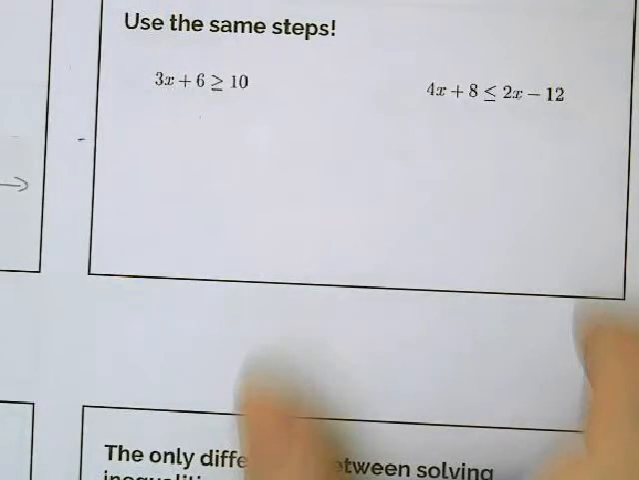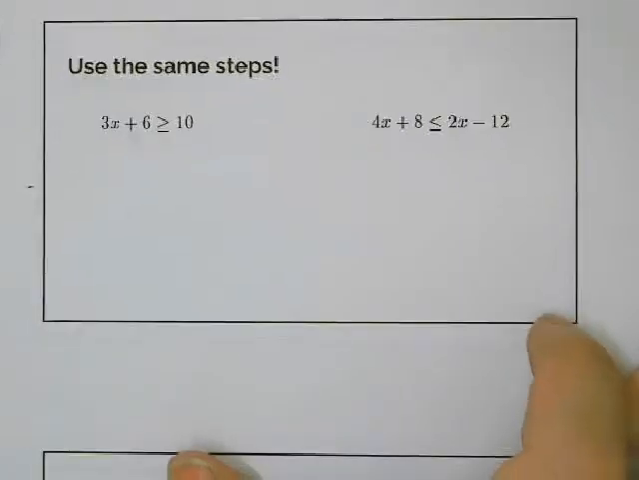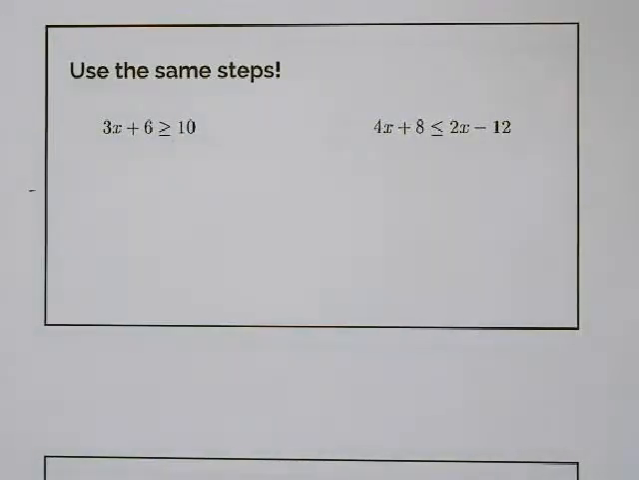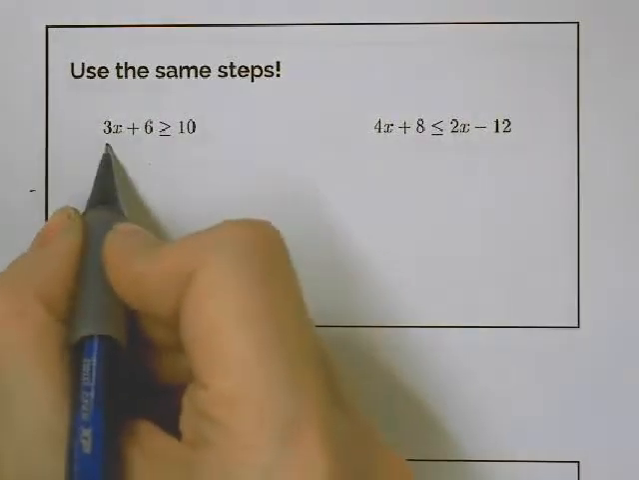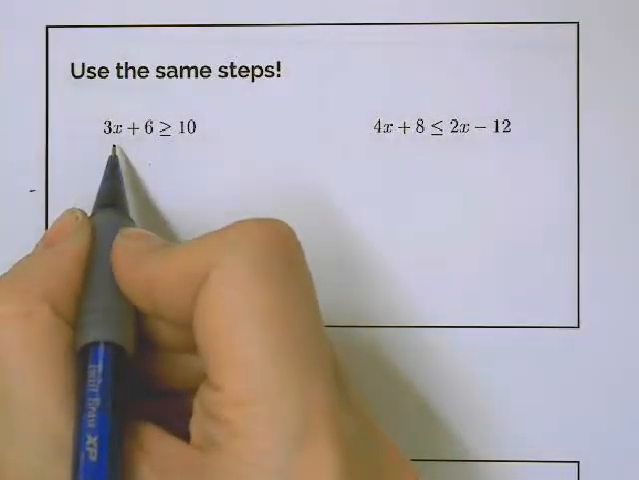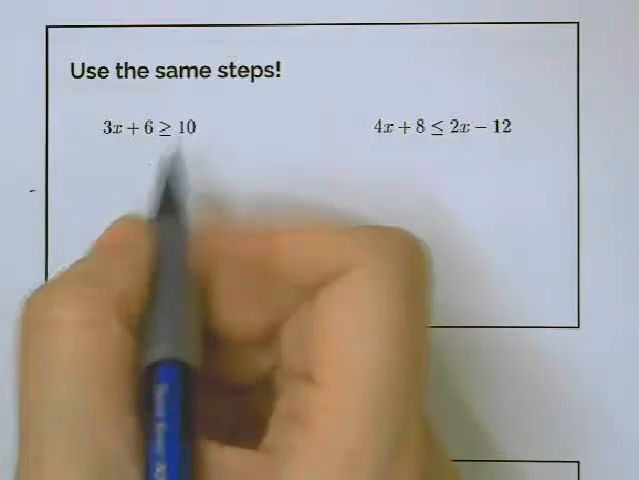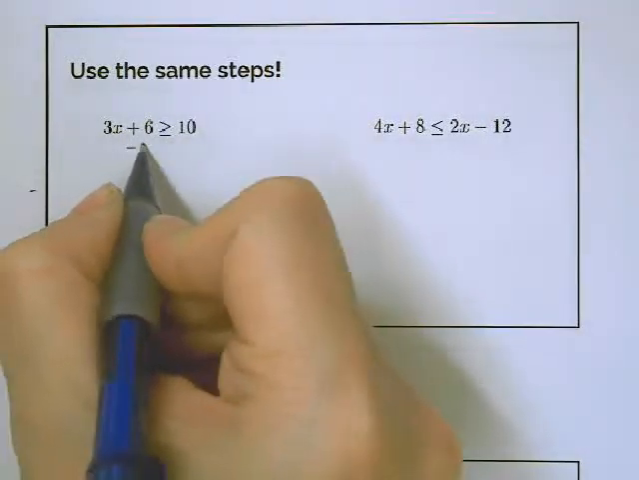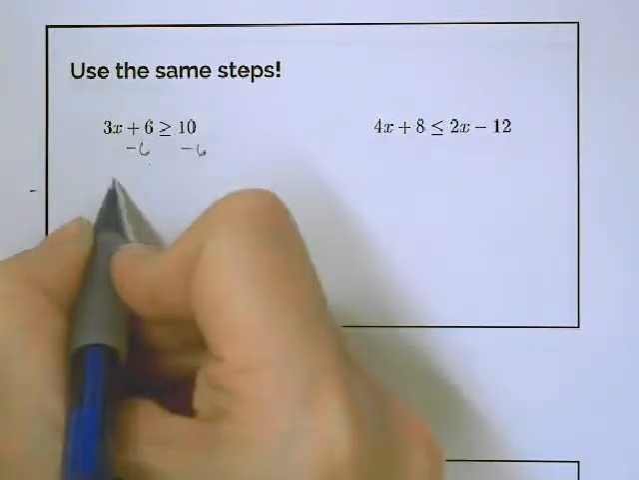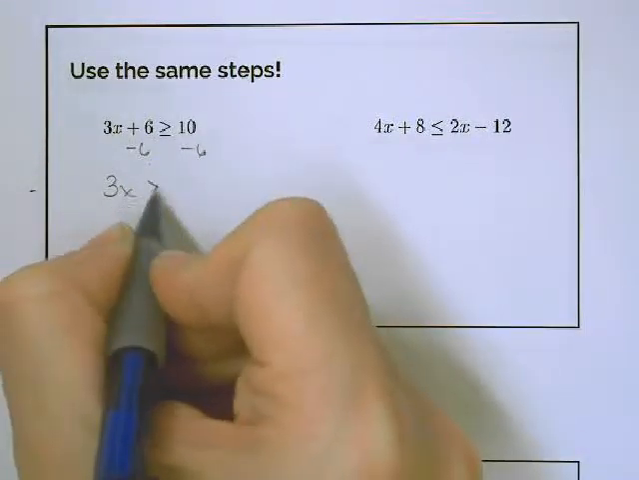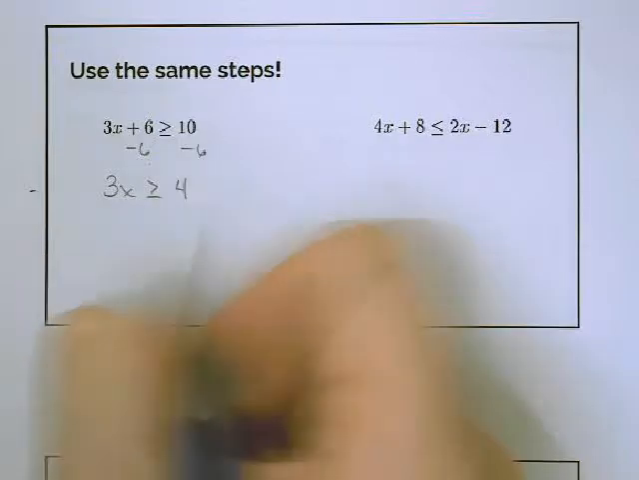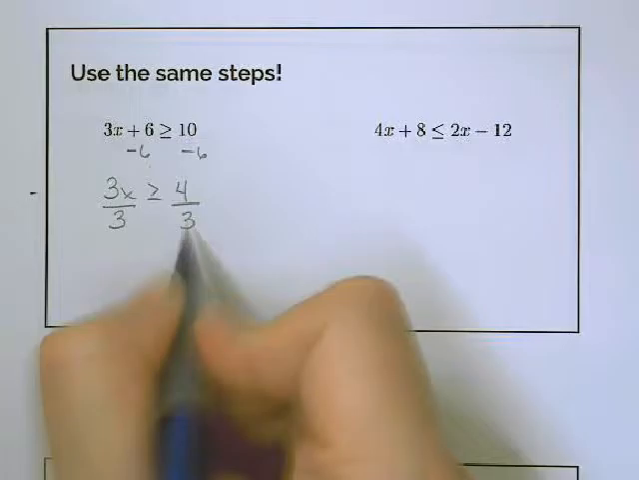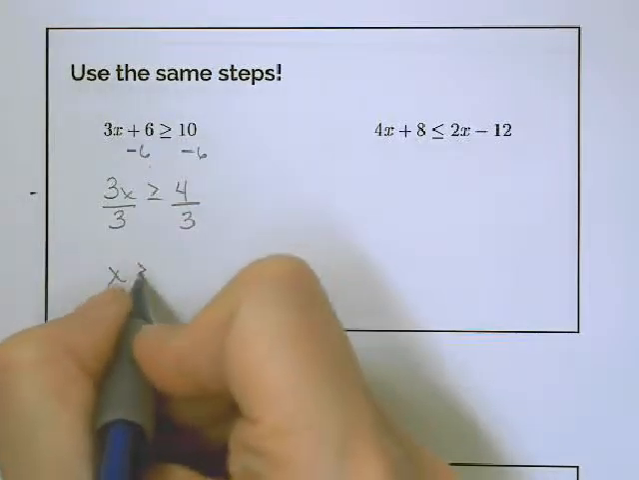I have some more in-depth ones. I'm going to use those same steps that I had you write down a few slides ago. This one only has x's on one side of the inequality, so I can skip to adding or subtracting to get my x's alone. So I'm going to subtract the 6. I have 3x is greater than or equal to 4. And then divide or multiply. So divide to get x completely alone. So x is greater than or equal to 4/3.